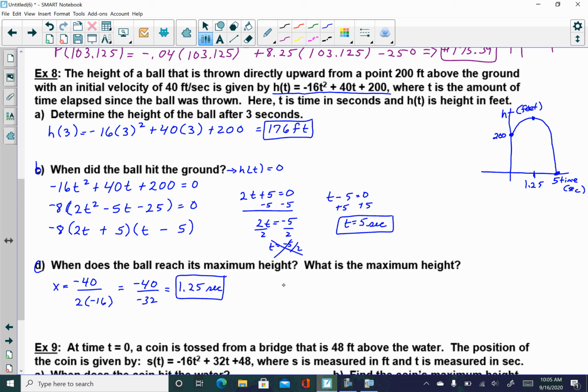What is the maximum height? So we find h of 1.25. So I have negative 16 times 1.25 squared plus 40 times 1.25 plus 200. Plug all of that in the calculator, and you should land at 225 feet. And so this is 225 feet up there, right here.